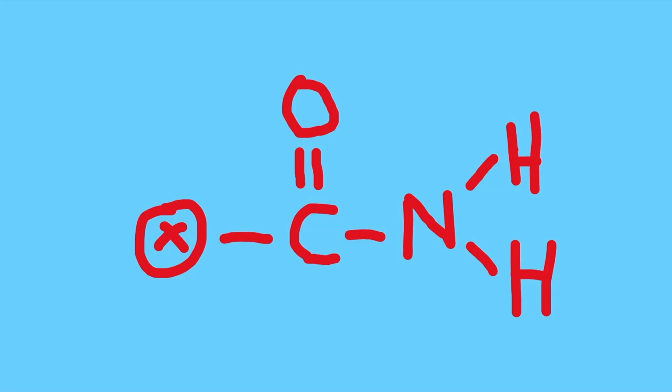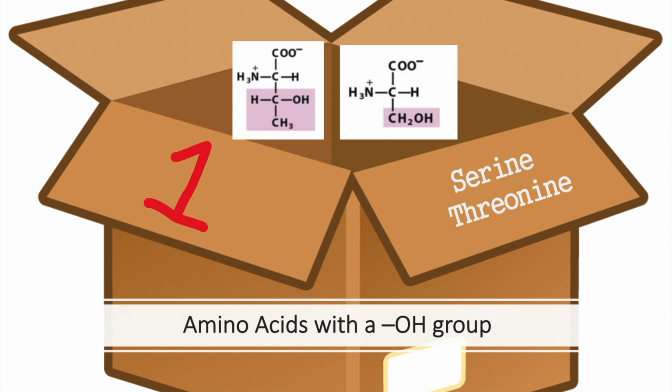An amide group is a group where you have a carbon atom double bonded to an oxygen atom and single bonded to an NH2 group and another atom or group, as you can see here. Now that we have these 3 boxes, we put the appropriate amino acids into them. The 2 amino acids that fall into the first box are serine and threonine. This is because they are the only 2 amino acids in this category that contain a hydroxyl group.